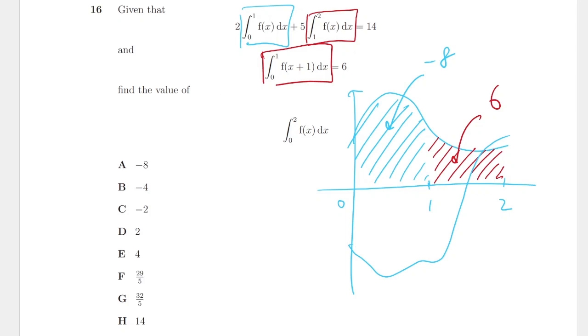Okay, so find the value of the integral from 0 to 2 of f(x) dx. So we add the areas together. Add the areas together. Negative 8 plus 6.